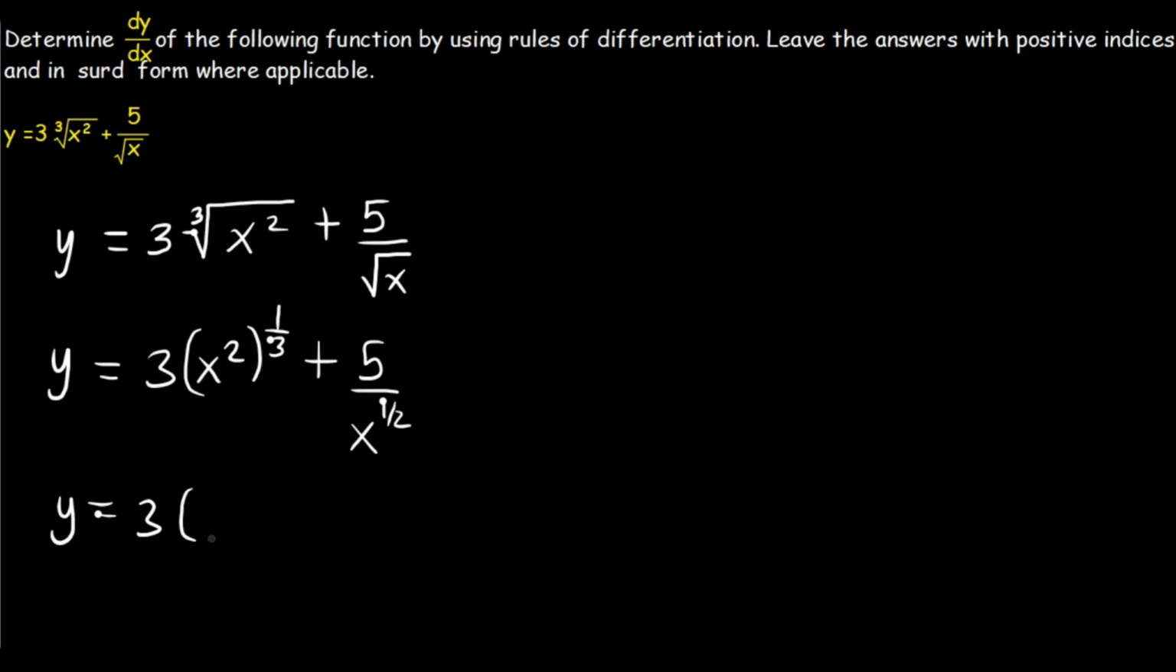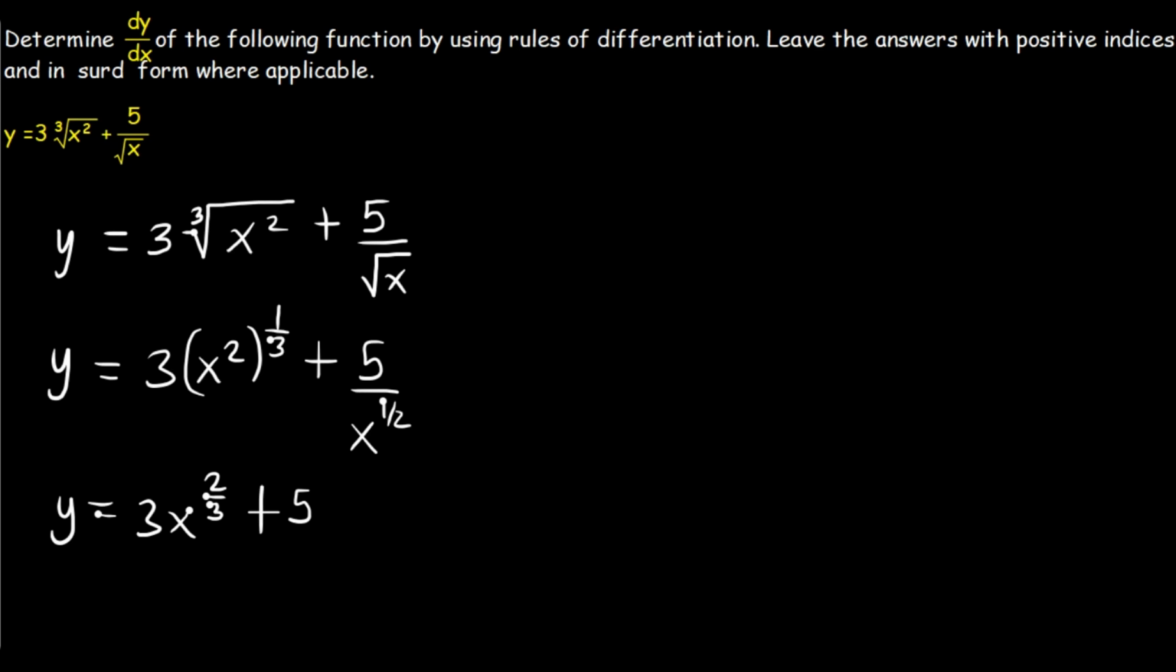So let's do likewise. This is the same as 3 in brackets. If we multiply this power and this power, we end up with x raised to the power of 2 over 3. Alright, so let me just get rid of this bracket, and let's proceed. So then we have a plus 5. Okay, so we're going to re-express this part.